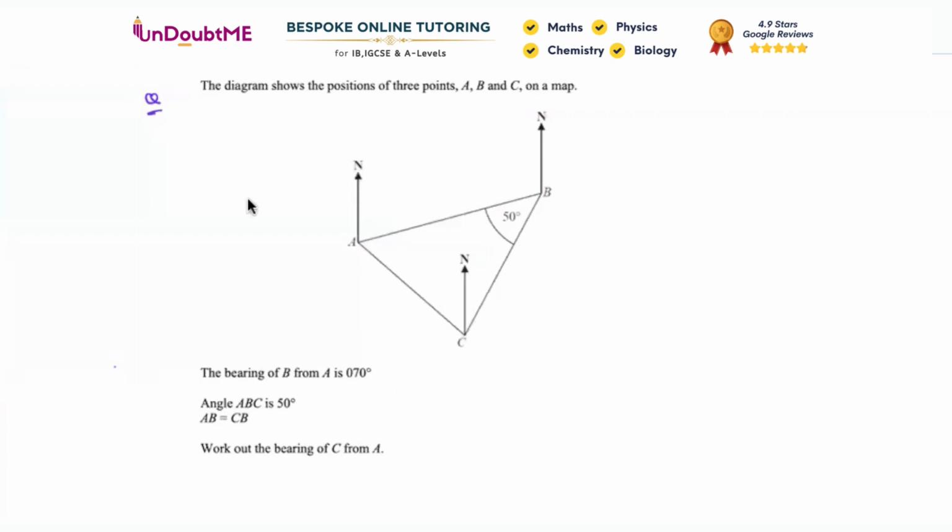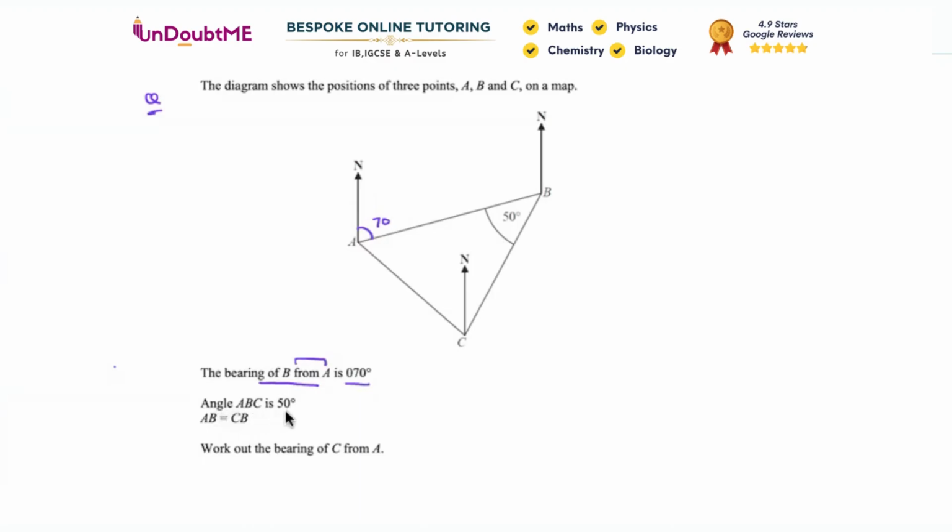The diagram shows the position of 3 points A, B, C on a map. Bearing of B from A is 70. Now you can see that it is 70, but it is written as 070. It is just conventional. So bearing of B from A. From A means you are going to measure from A, and this is 70. Since I am doing calculation, I need not write 070. That is okay if you have to write it down as the answer. So it is a 70-degree angle.